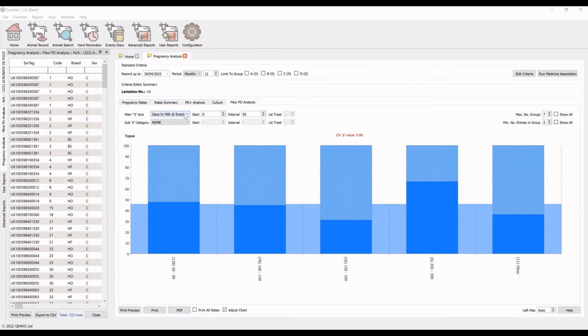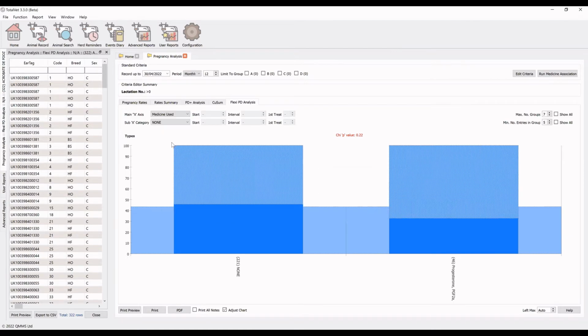If you select under the main x-axis medicines used, this chart will show the conception rate for animals that have had no fertility treatments compared to animals that have had a synchronization program using progesterone and prostaglandin in this case. Now, there appears to be a lower conception rate in the synchronized cows compared to the animals that have had no treatment, although this is non-significant by chi-squared analysis.